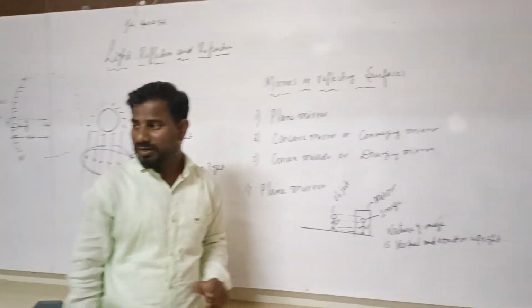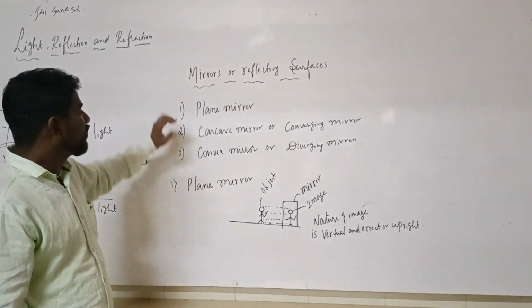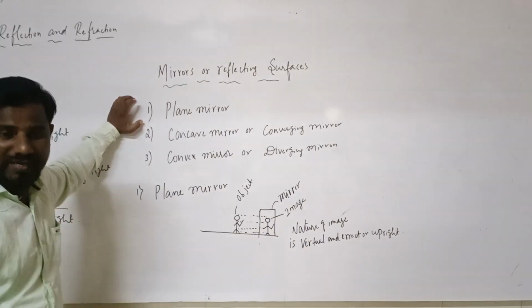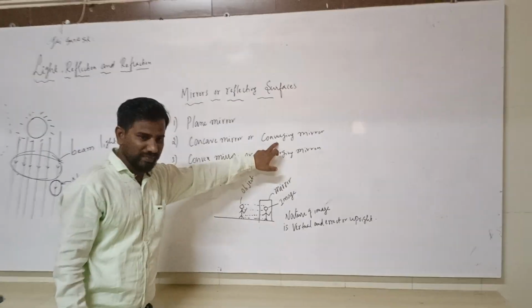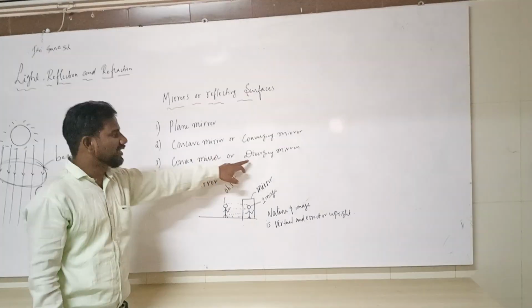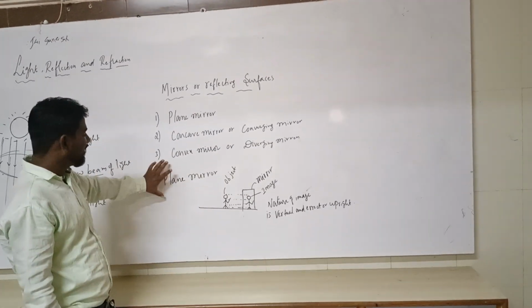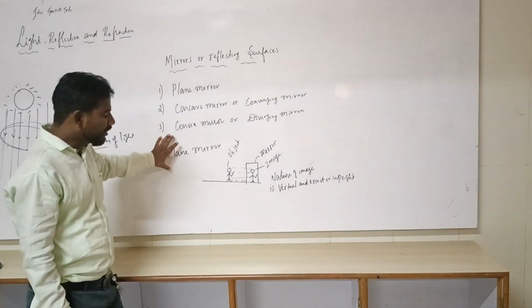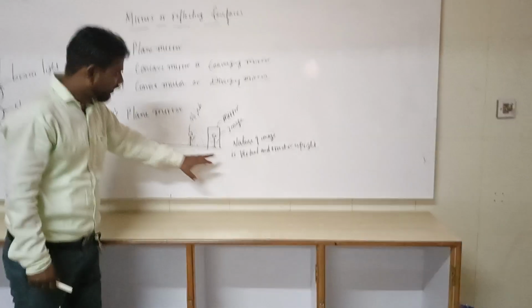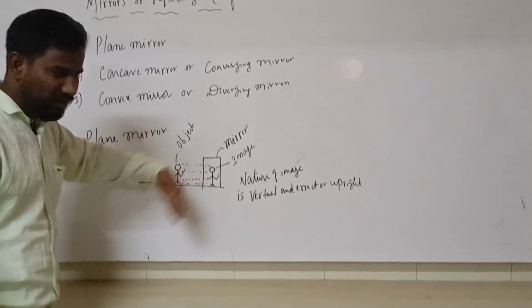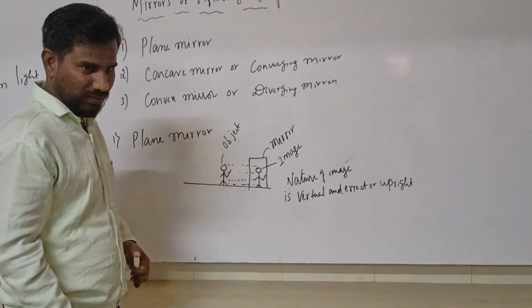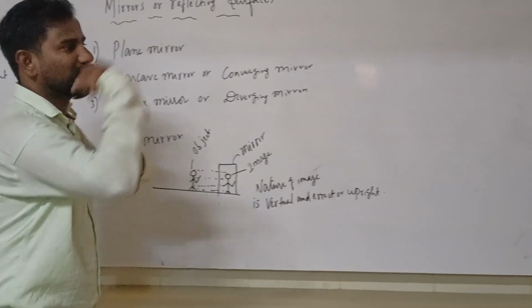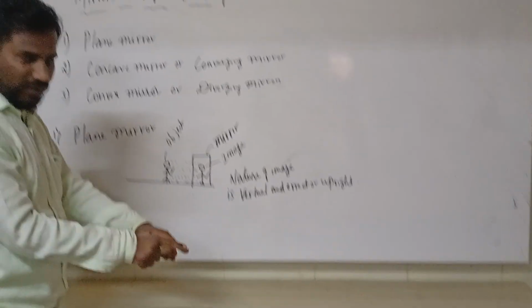These are called reflecting surfaces. There are three types of mirrors: plane mirror, concave mirror or converging mirror, and convex mirror or diverging mirror. So we will see the plane mirror first. This is a mirror, and this is the object. If I stand in front of the mirror, I can see my image in the mirror. The light falls on me and the same image is formed in the mirror.